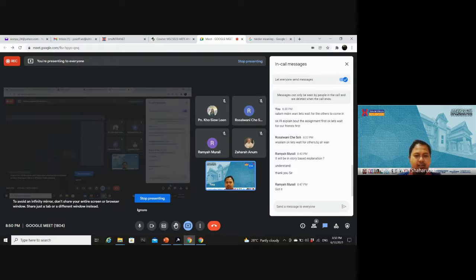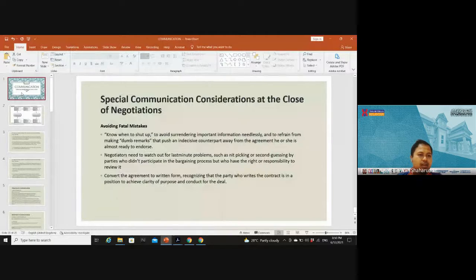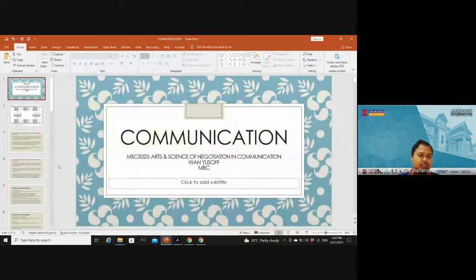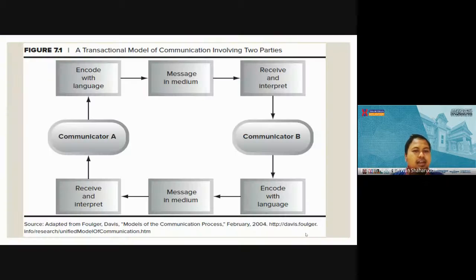Have fun. Let's continue with tonight's topic, which is communication. The title of the subject itself is Arts and Science of Negotiation in Communication, but we will never neglect the important aspect of the whole program, which is negotiation. So this is an example of a transactional model of communication involving two parties.